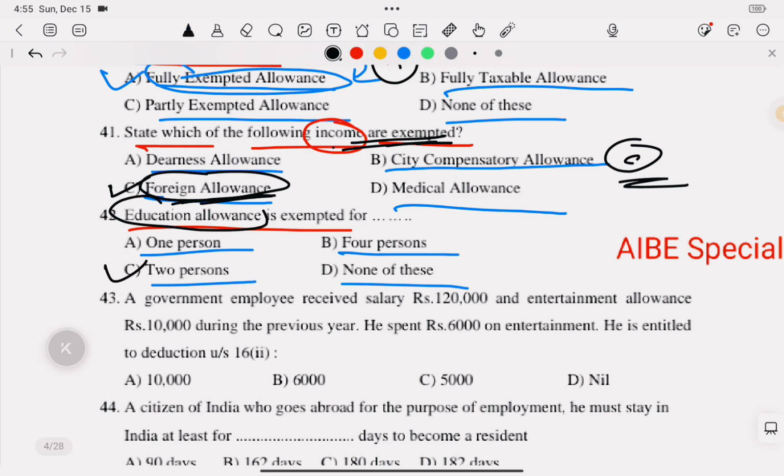That means education allowance is exempted up to 2% only. So in this case the correct option would be option C.